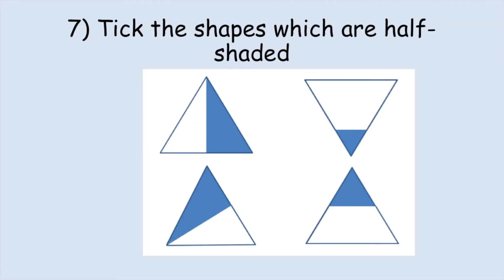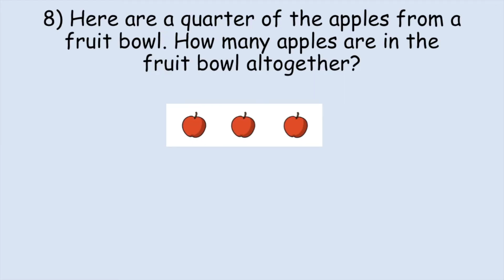Question number 7. Tick the shapes which are half shaded. Remember, half is 2 equal parts. Here are a quarter of the apples from a fruit bowl. How many apples are there in the fruit bowl altogether? So you're not finding a quarter of the apples, this is a quarter of the apples. How many apples are in the fruit bowl altogether?